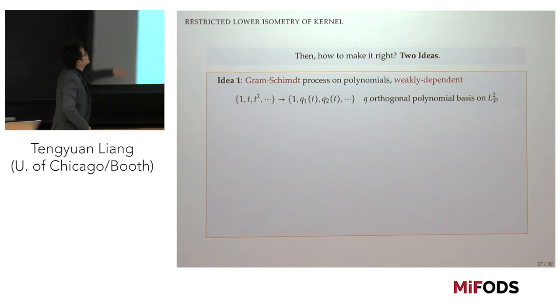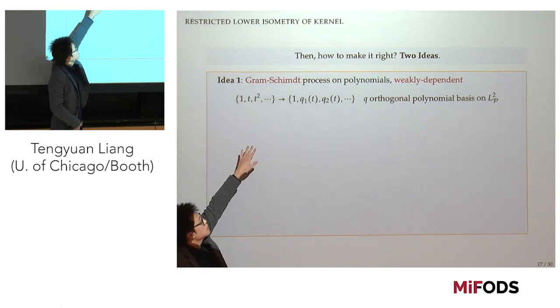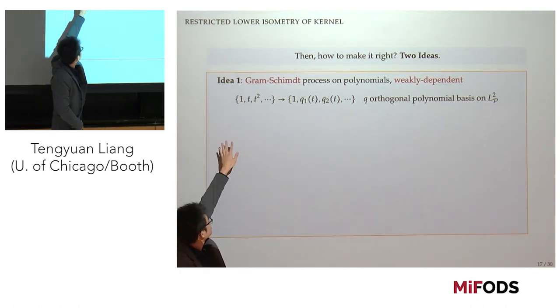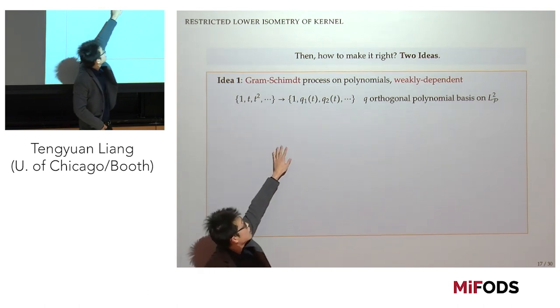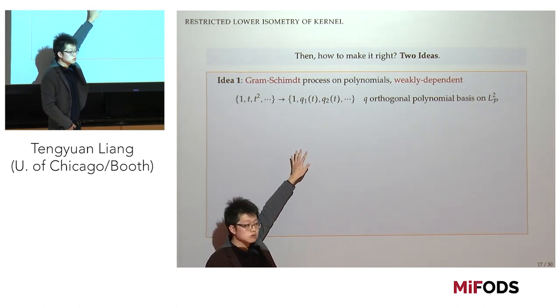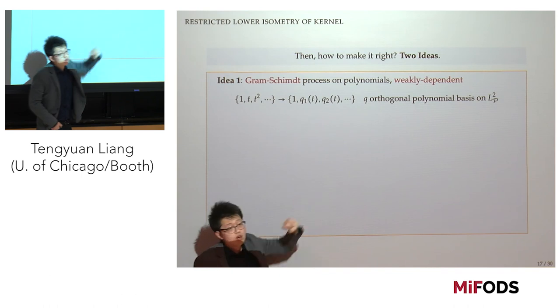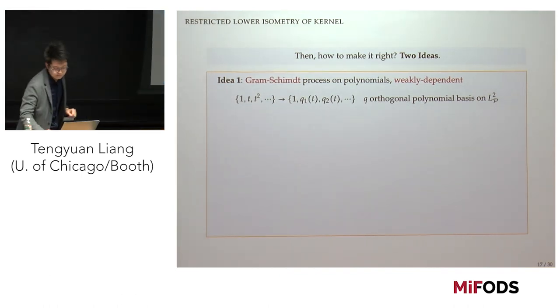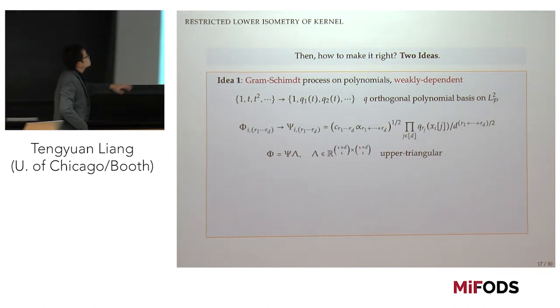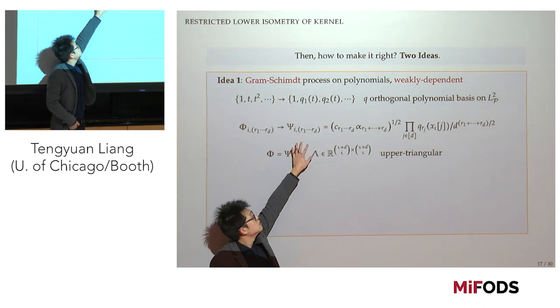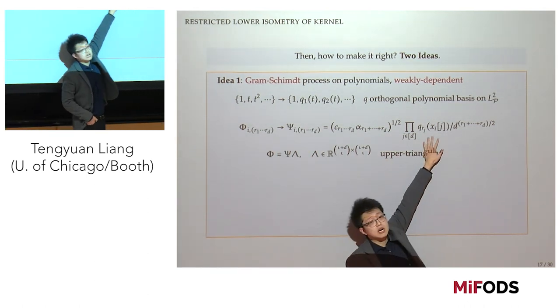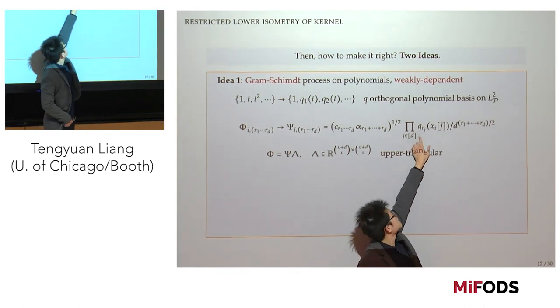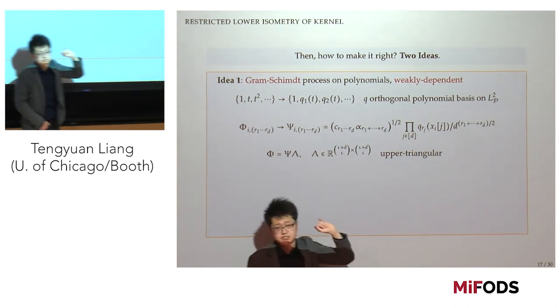For any monomial in 1D, sorry, this is just polynomials, we can use the Gram-Schmidt process to orthonormalize it. That's easy. Then you can define new features that are actually defined based on the product, indexed by the dimension, of this orthonormal basis.